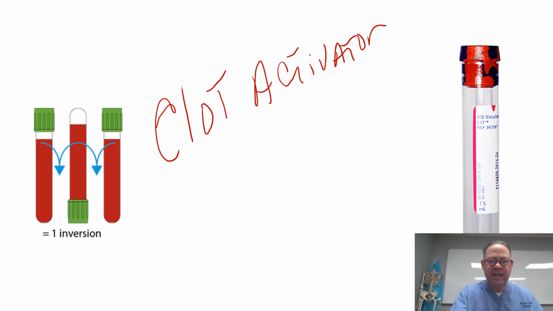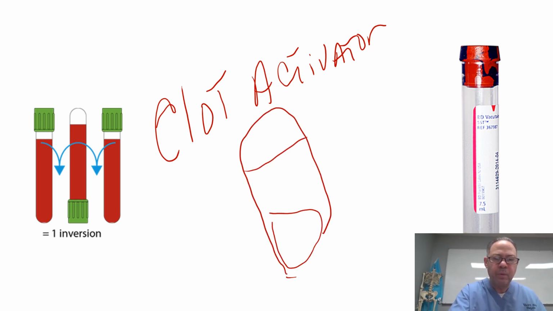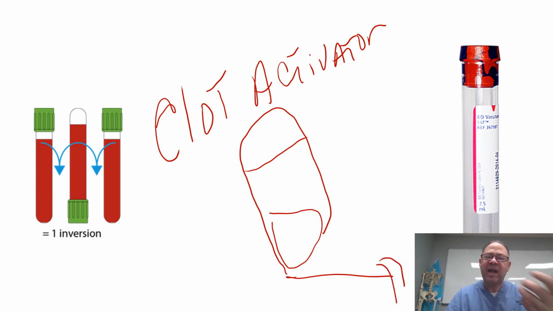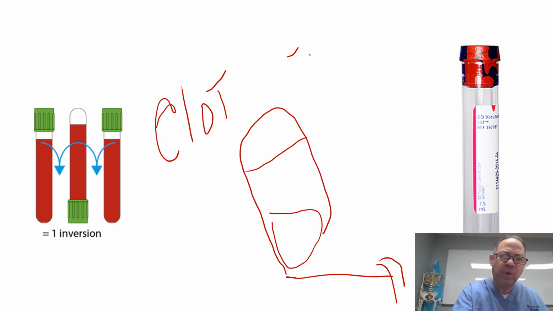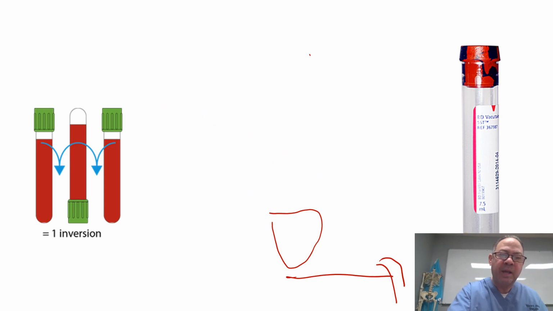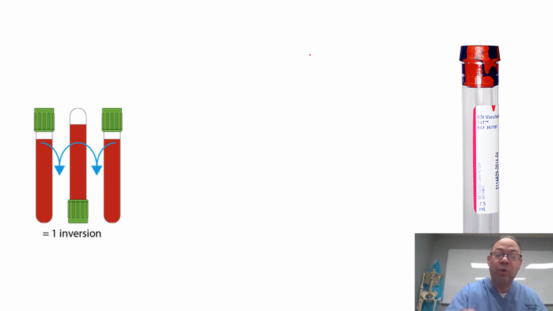Este tubo tiene esa gelatina, that gel that is inside the tube. That gel is a clot activator, but there is a misperception with this clot activator. Hay una mala percepción con este activador de coágulo. Es que todo el mundo cree que esto activa el coágulo. Eso no activa el coágulo. This allows for all the steps in the coagulation cascade to occur at the time that it's supposed to be.